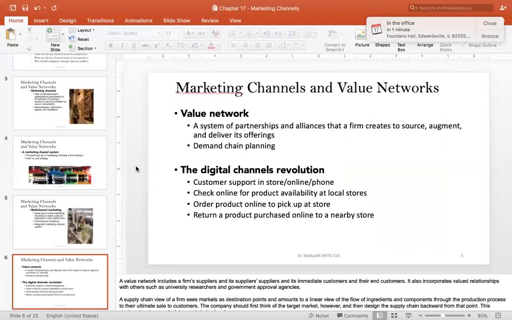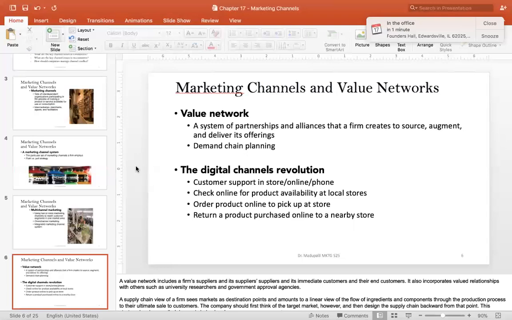In terms of marketing channels and value network, even before that, a company must first decide the target market and then design the supply chain backward from that point, like demand chain planning. First, you see the target market, then you think back: where do they buy, how do they buy, and then you plan back how much do they buy.